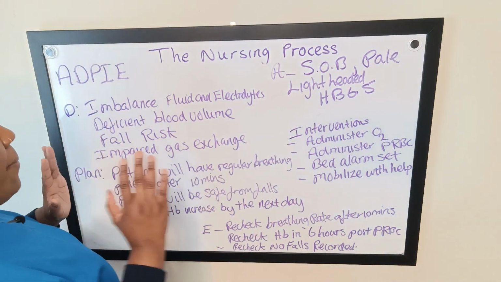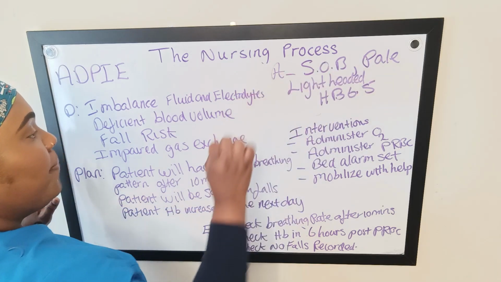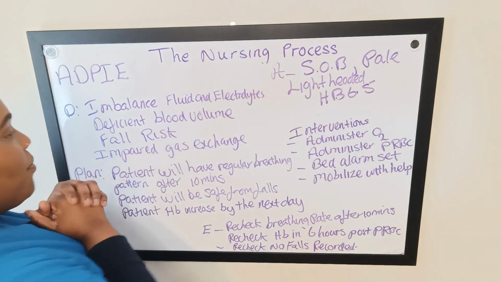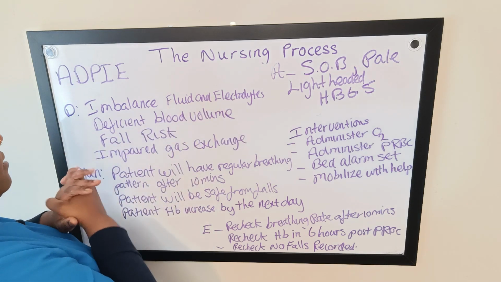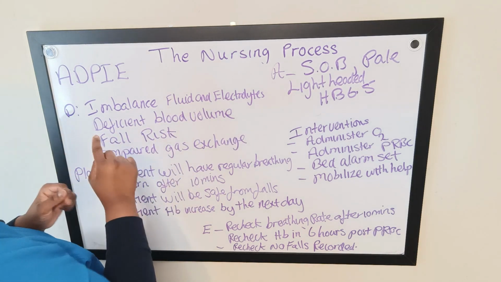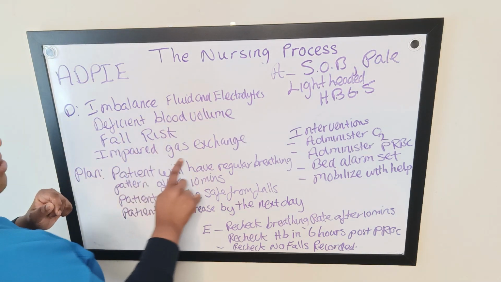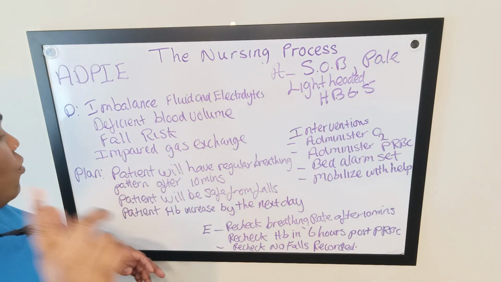So we know our patient has shortness of breath. The patient is pale, lightheaded, and their HB is 6.5. So they have imbalanced fluid and electrolytes, deficient blood volume. We have a fall risk patient, and the patient has impaired gas exchange. So we go into the next step.